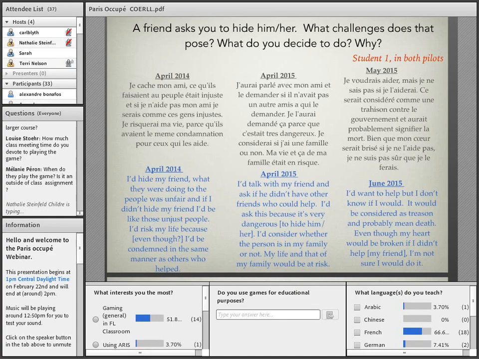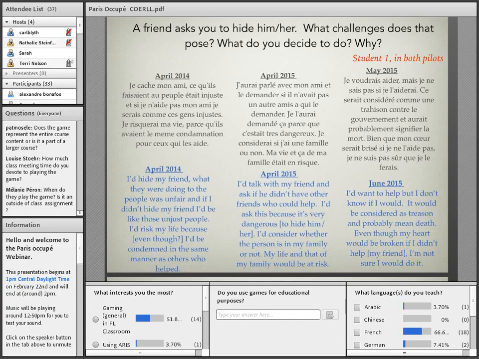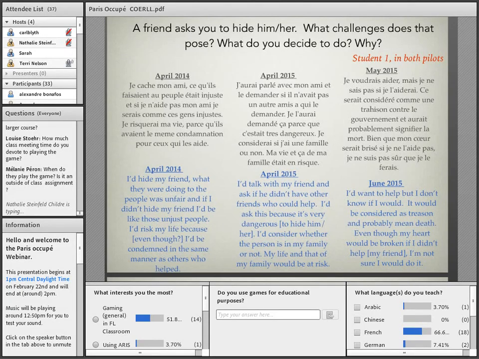So this is student one from both pilots. Your friend asks you to hide him or her. What challenges does that pose? What do you decide to do and why? You can see that in the beginning she said, oh, I'd hide my friend because this is unfair. By June 2015, she's equivocating on that. I'm hoping that, should something awful happen, she actually would help her friend out. But I think this is where students are developing a sense of what is at stake and thinking in a much more nuanced fashion about the consequences of the decisions that they make.